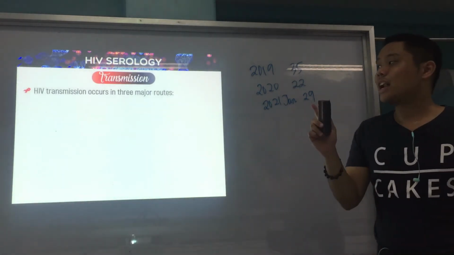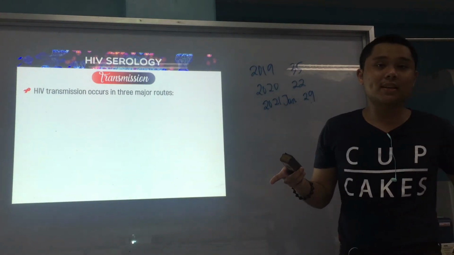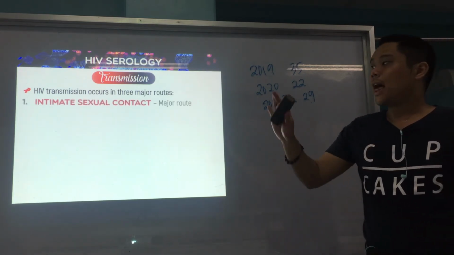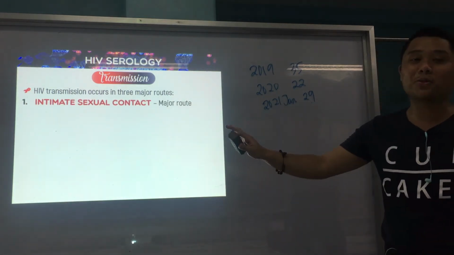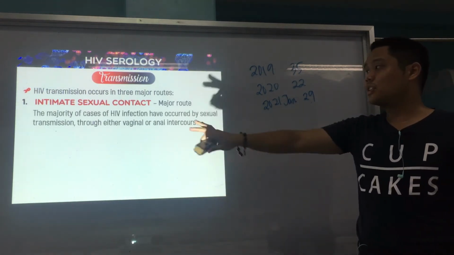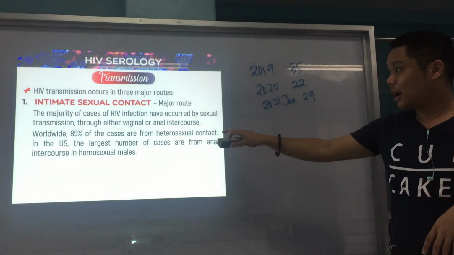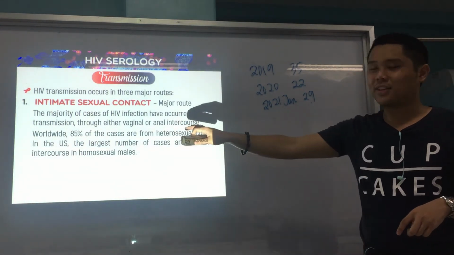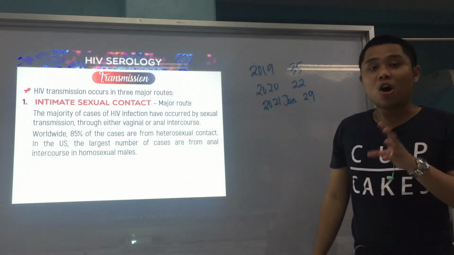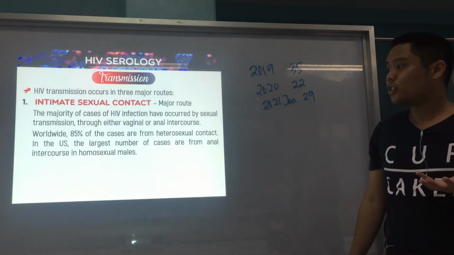Now for transmission, again, how do we acquire HIV, or how is HIV transmitted? Of course, we have 3 major routes. The first, the primary route, is intimate sexual contact, which is the major route. Worldwide, 85% of the cases are heterosexual. But in the US, it's homosexual, male-to-male contact, intercourse in homosexual males.